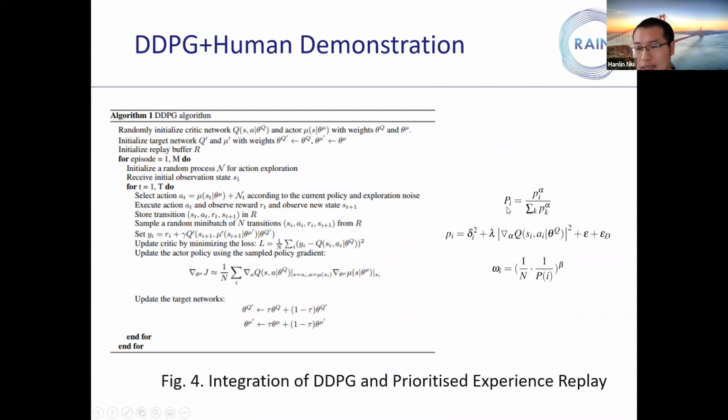The capital P_i is the sampling probability of each transition data, and the small p_i is the transition priority. If it's human data, then we will give it a higher sampling priority, and the omega_i is the weight for updating the neural networks. So if it's human data, we will sample it more frequently, and then we update the corresponding networks, which are the actor network and also the critic network.